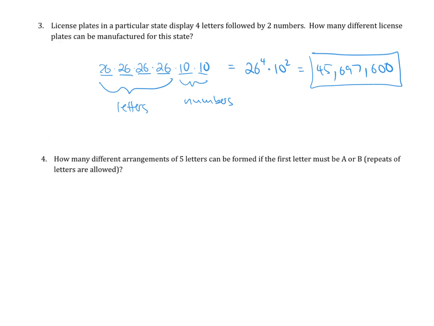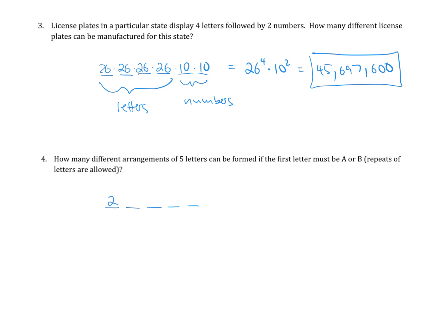How many different arrangements of 5 letters can be formed if the first letter must be A or B and repeats of letters are allowed? Well, if we have 5 letters, I'm going to make 5 spots. The first letter can only be A or B, so it only has 2 possibilities.